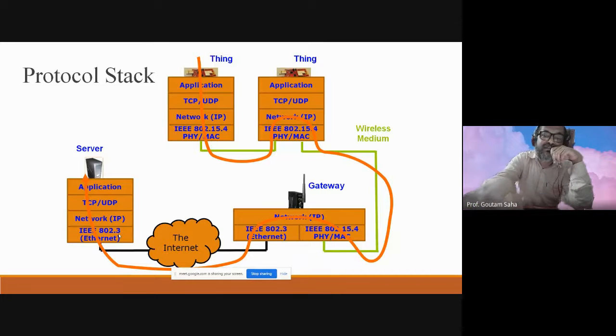Then it is multi-hopping. You see, it goes to the next sensor. It goes to the network level. Then it comes over here. Then 802.15.4 to the network IP. It goes to the final cloud server and up to the application there. From the cloud server, it goes to the application, and the application layer communicates to the user. This is the protocol stack of the IoT. Okay.